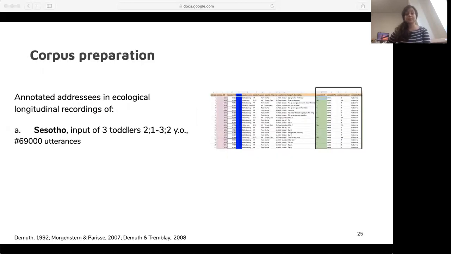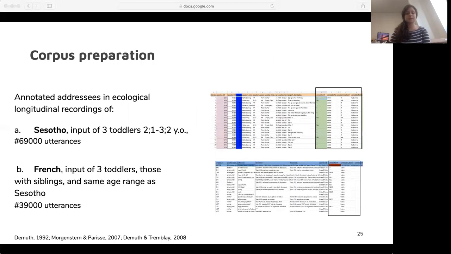In order to identify child-directed speech, we needed to annotate addressees in ecological longitudinal corpora, which consist of input of 3 toddlers for Sesotho. All of these toddlers have siblings. For French, we annotated addressees in the French Paris and Lyon corpora, where we chose 3 toddlers, those with siblings and with the same age range as in Sesotho.